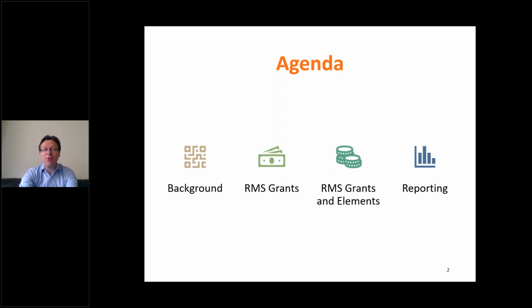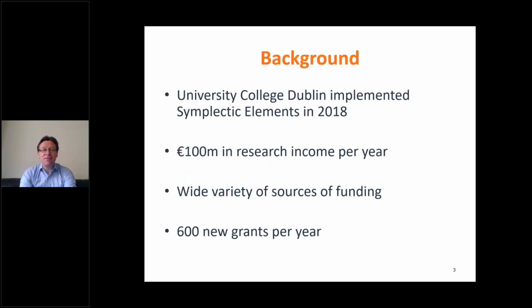So I'm going to give a little bit of background. At University College Dublin, we implemented Symplectic Elements back in 2018, so we're relatively new to the system. Our grants portfolio has about 100 million in research income every year, and we get a wide variety of sources of that funding. We have a lot of national funders, but also international funders, business and philanthropic organizations. So we get about 600 new grants per year.